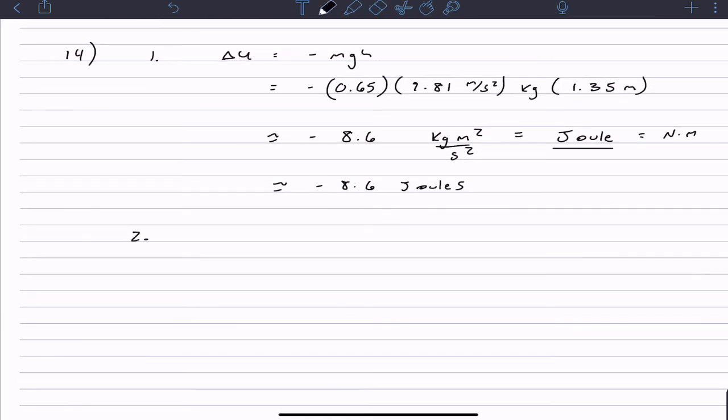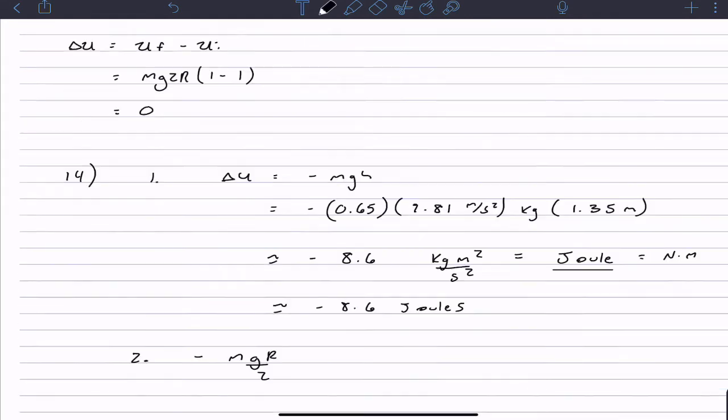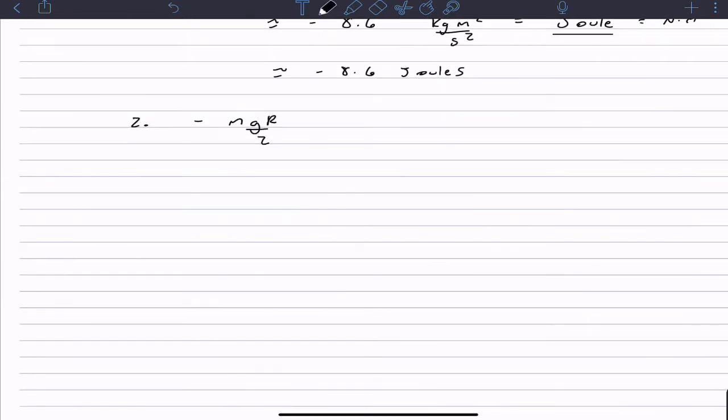Okay, number 2, we're given, what was this? It was negative mgr over 2, right? I think I got that right. Yep. And so we have negative 33.5 over 2. And we have 756 kilograms. And then we have mgr, with g being 9.81 meters per second squared.